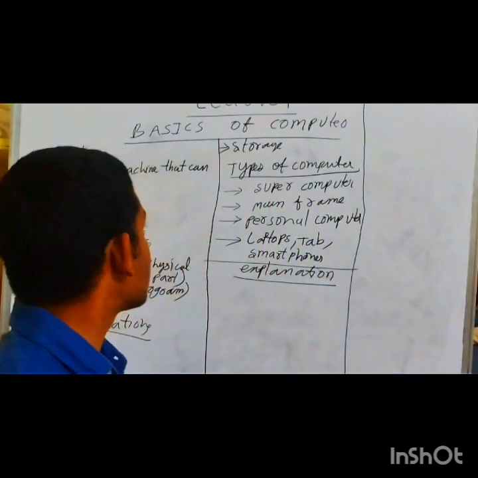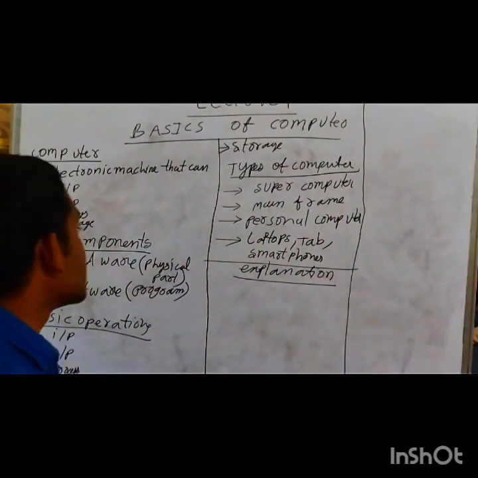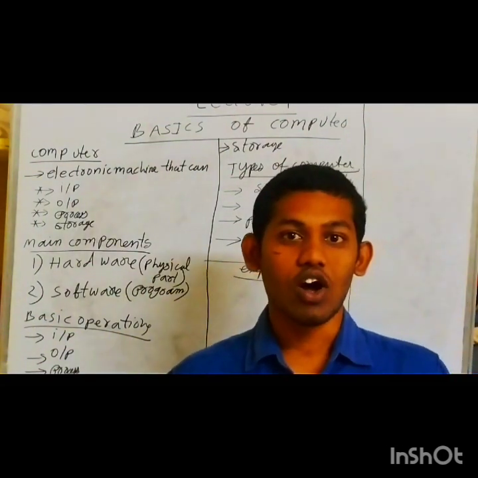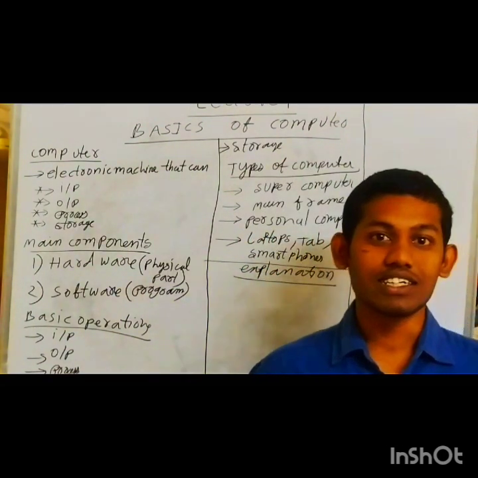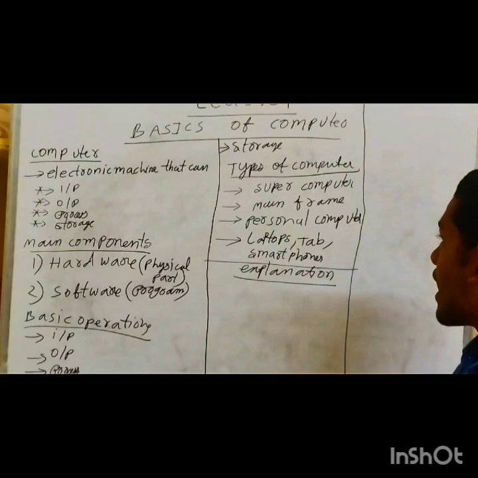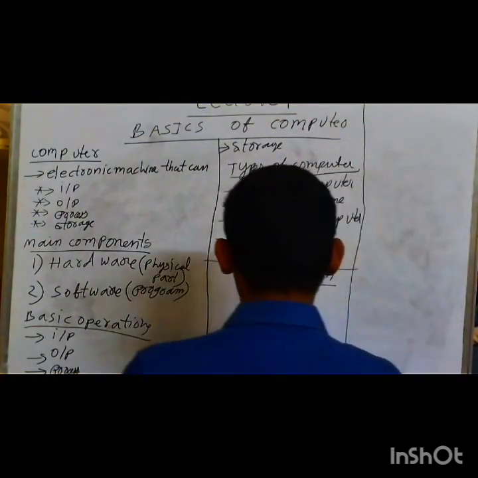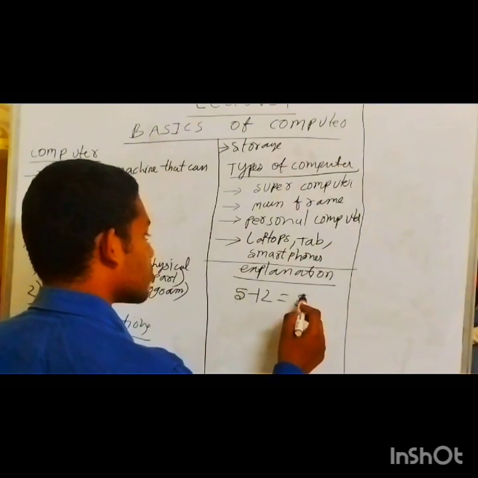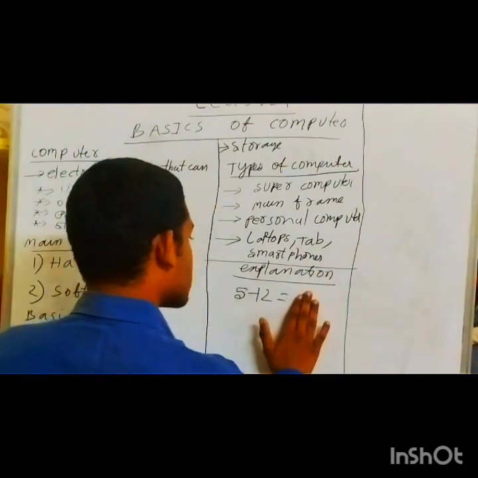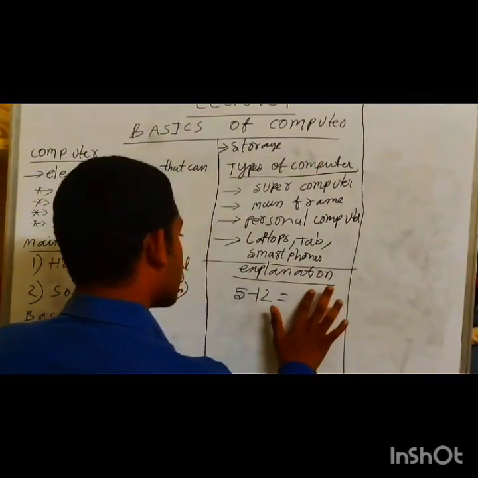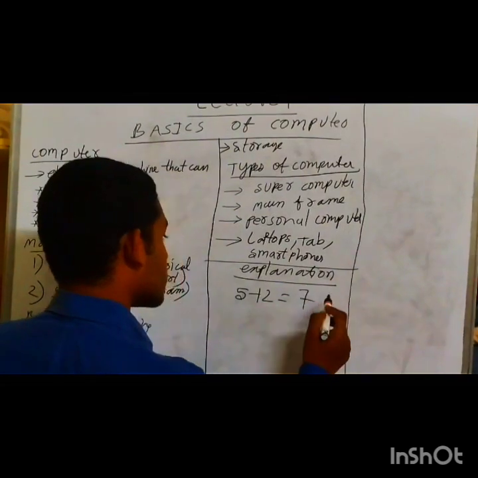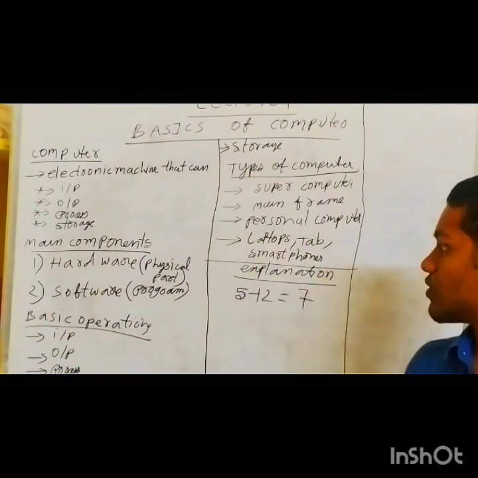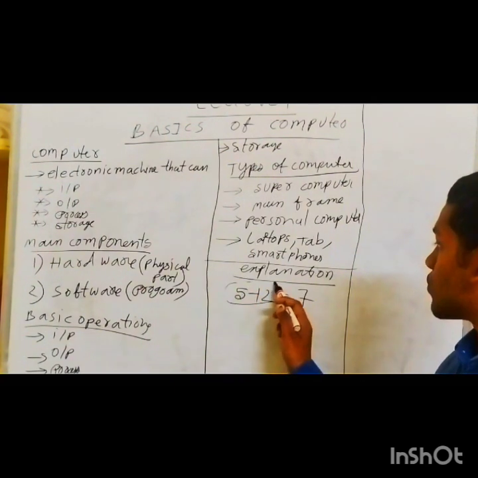So let's discuss first what is meant by a computer. A computer is an electronic machine that can take input, give output, process and store. For suppose I am taking an input 5 plus 2 equal to 7. Here 5 plus 2 is an input.